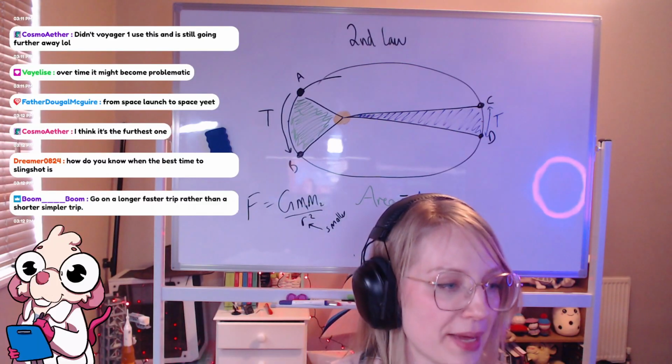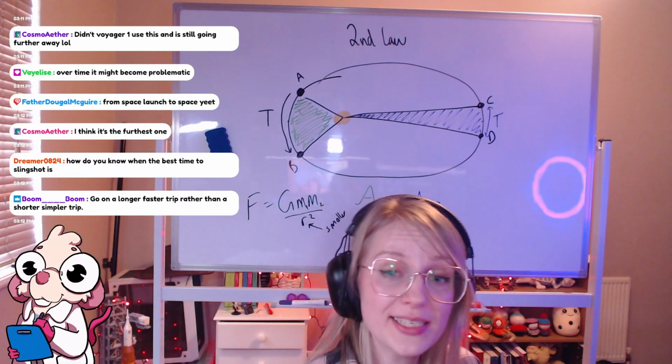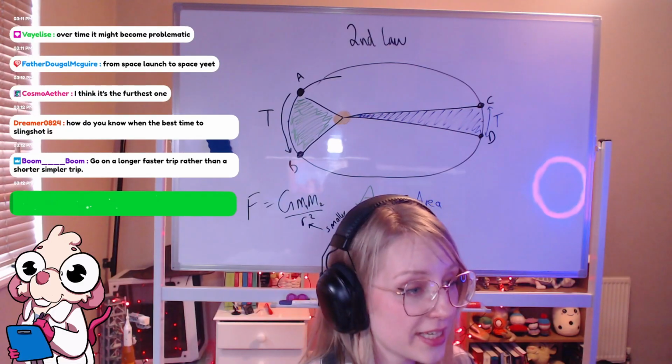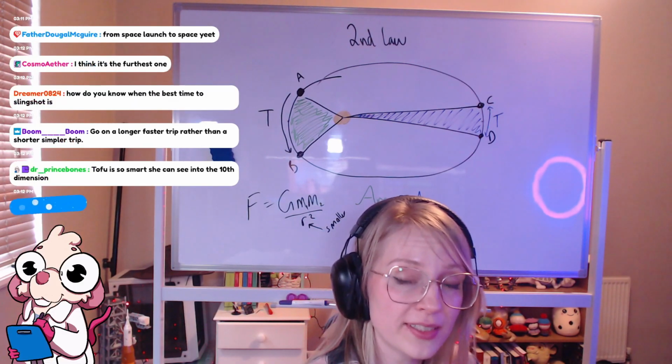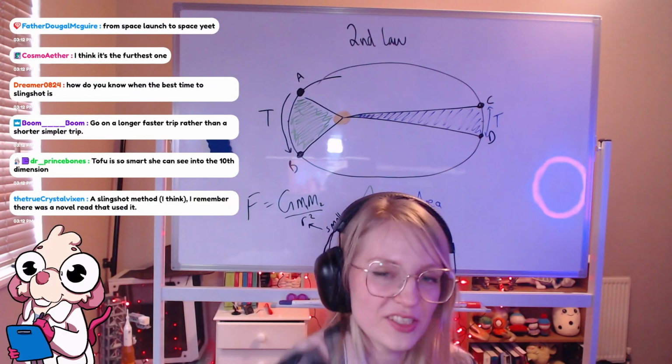How do you know the best time to slingshot? You have to simulate it and predict things and make sure everything is lined up. It's a lot of work. That's why you have whole teams of scientists and engineers working on these projects.